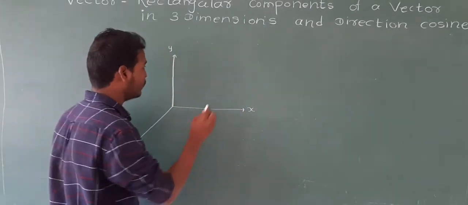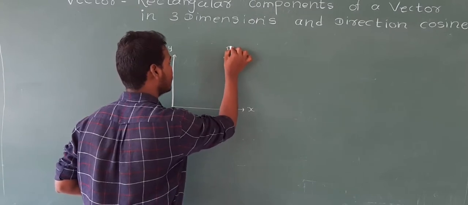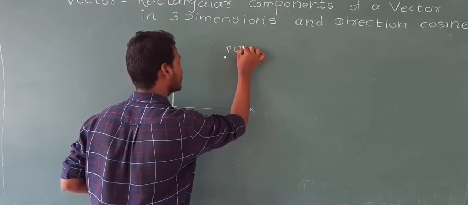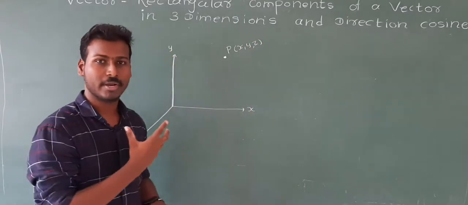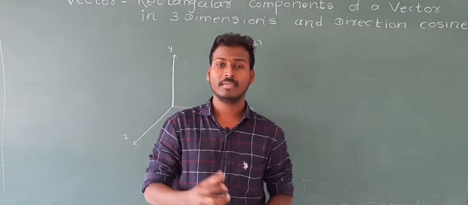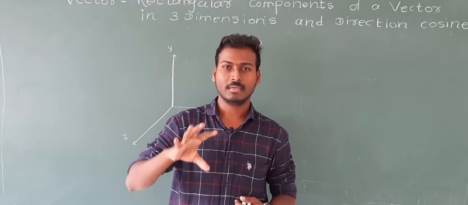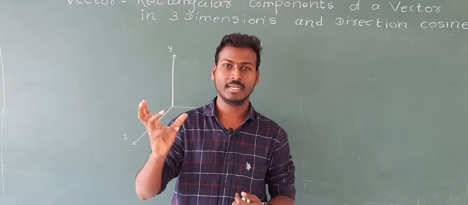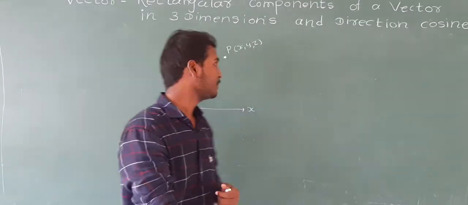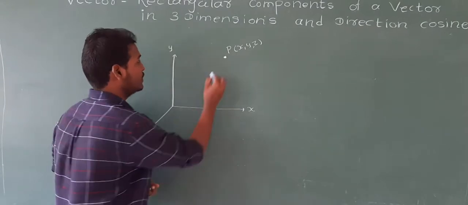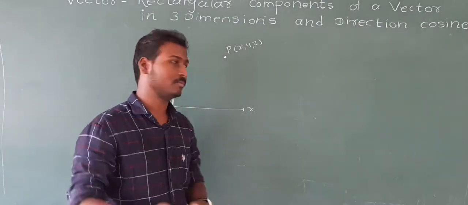So let's say we have one point P here, having coordinates x, y, z. These are the coordinates of point P. Point P denotes an object or any body showing displacement or movement in 3 dimensions. What does it mean by 3-dimensional? I will tell you exactly. You can see the point P. Assume that there is an object at point P.